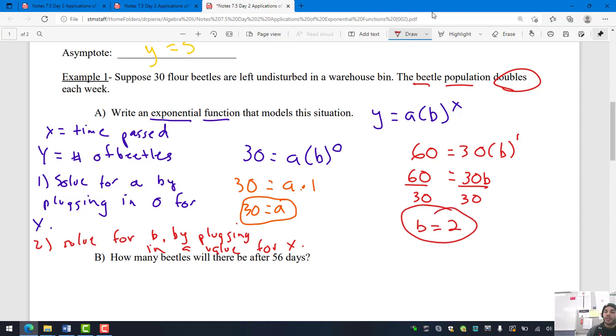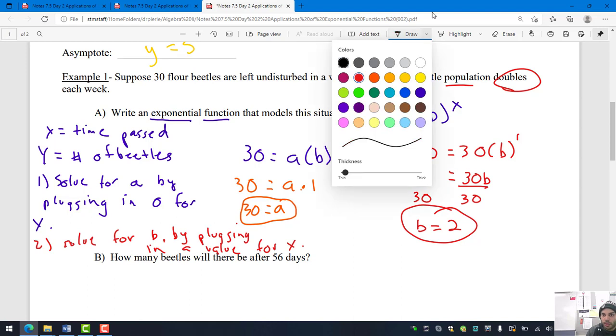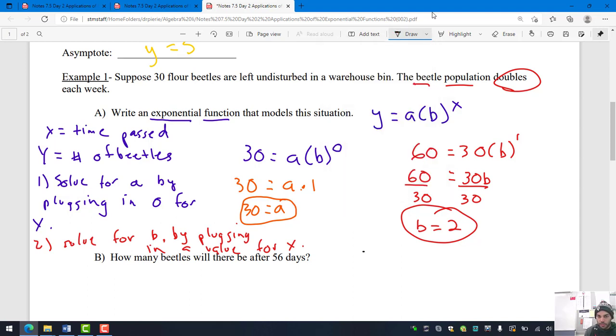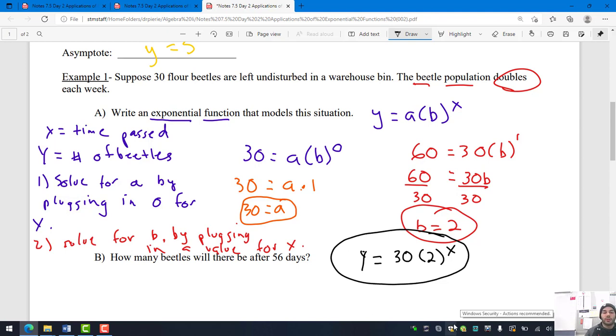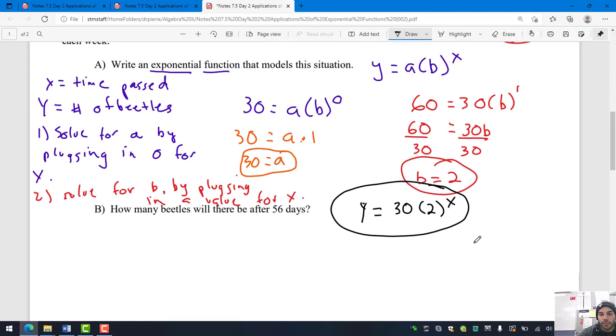Okay, so I did some work. And now I know what these two letters are equal to. A is equal to 30. B is equal to 2. I can rewrite my final equation in that format, but using my variables in the equation. So the equation that models the situation is this. Y is equal to 30 times 2 raised to the x power. And this equation will help me solve for the number of beetles after any given number of weeks.